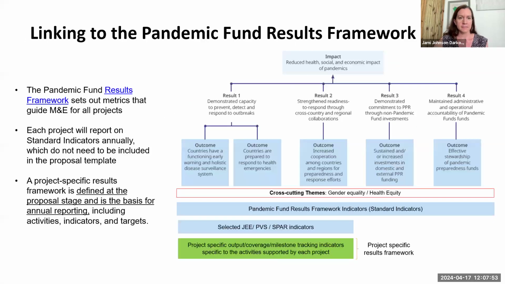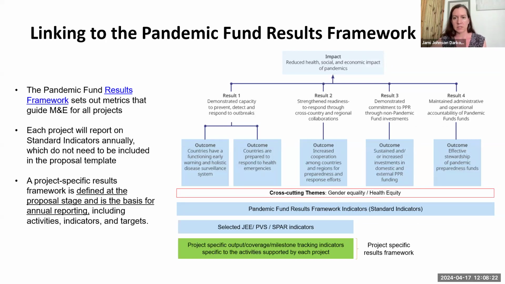As I mentioned, the Pandemic Fund Results Framework sets out the metrics that guide M&E for all programs, and it's divided into a set of 4 result areas, as well as cross-cutting themes of gender equality and health equity. It includes a set of 16 standard or core indicators that all projects would be expected to report on annually, and these don't need to be included in your project-specific results framework.